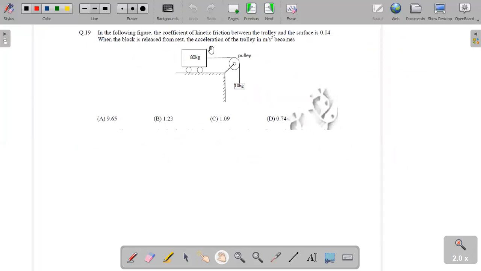In the following figure, the coefficient of kinetic friction between the trolley and the surface is 0.04. ये पढ़ना important है। Means kinetic friction is given and it is between trolley and surface. Trolley, this is trolley, this is surface. The kinetic friction is given for this surface, mu k. It is 0.04. When the block is released from rest, the acceleration of the trolley in meter per second square becomes, means when you release this block, what will be the acceleration?